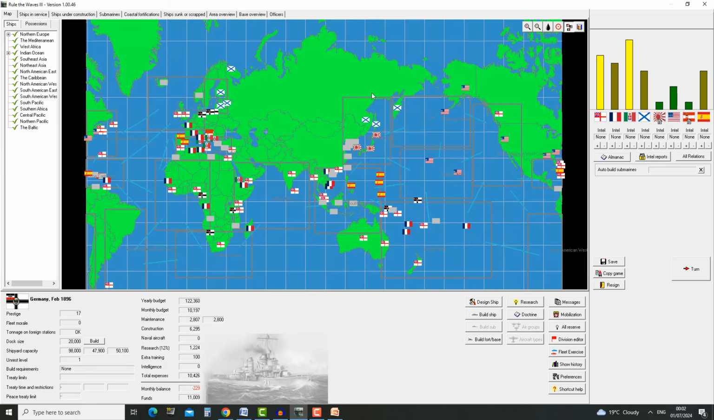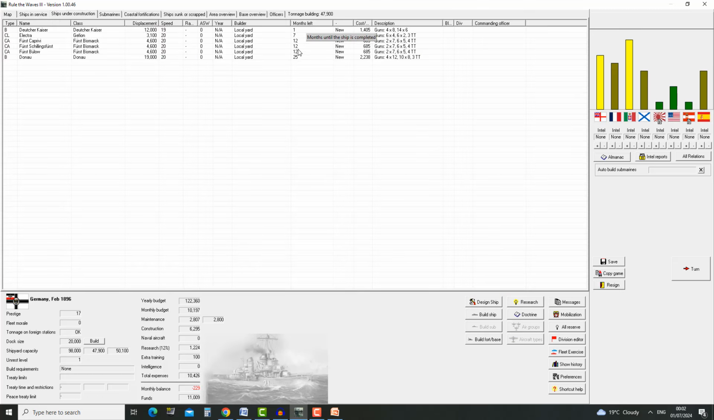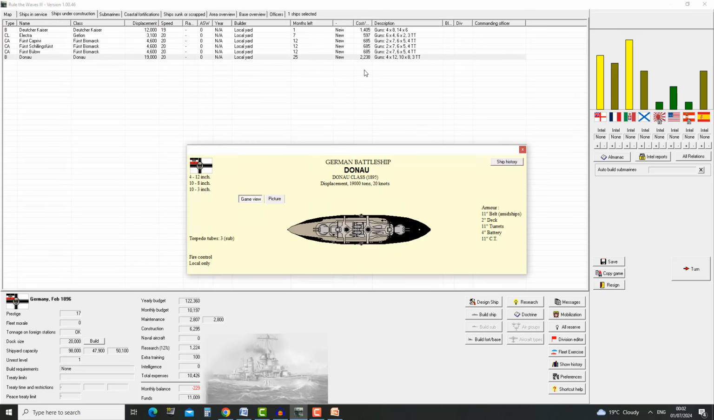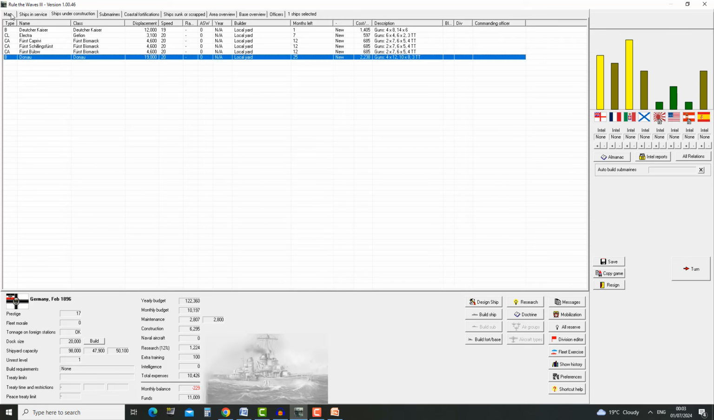So, okay. So the budget is increased to 122,360, which is great for us. Monthly balance is still a little bit in the negative, but that's not a problem. We're building six more ships, including the Donau, which is going to be just a beast. Four 12-inch guns, 10 8-inch guns, and 10 3-inch guns, with an 11-inch belt, 11-inch turrets. It is 19,000 tons and 20 knots. That is amazing.